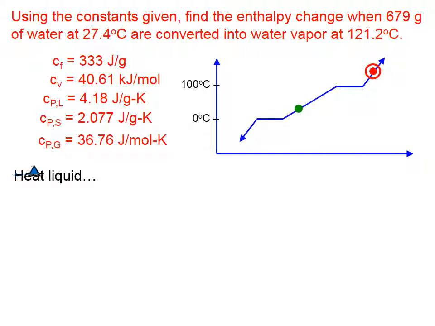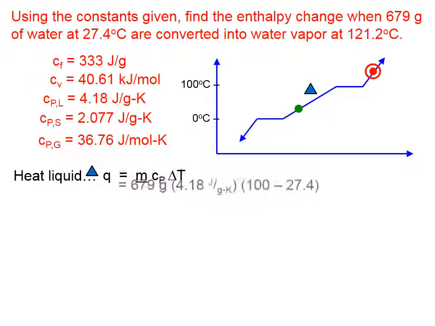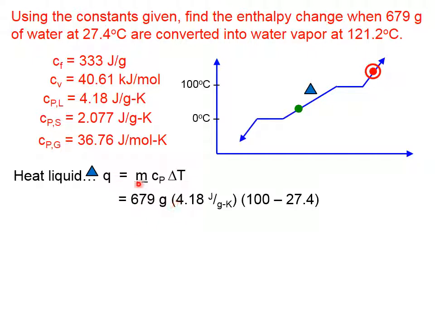Let's first heat the liquid. In other words, we need to go from the green dot up to this bend right here. That's going to need the delta T form of the equation. Let's look at the specific heat for the liquid phase. It's given right here, 4.18 joules per gram Kelvin. We want to make sure that our m has the unit gram. There's our specific heat. And the delta T is final, that is the temperature right up here, which is 100, minus 27.4, and that gives us 206 kilojoules.